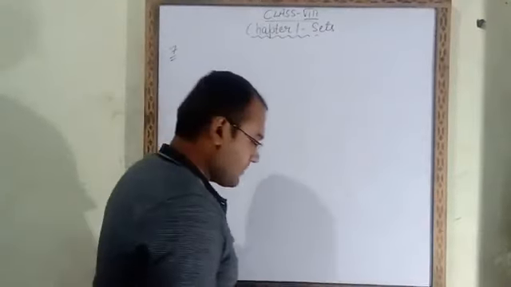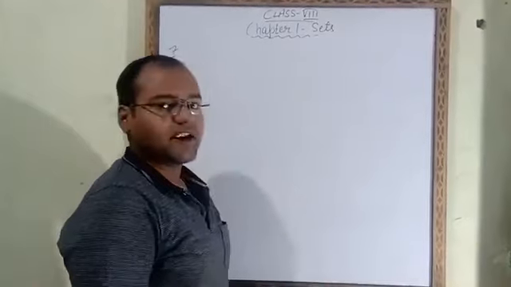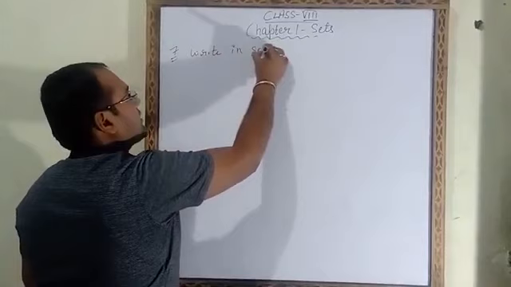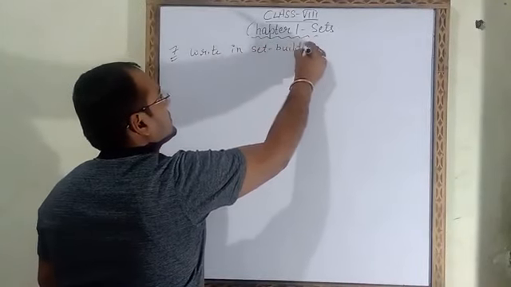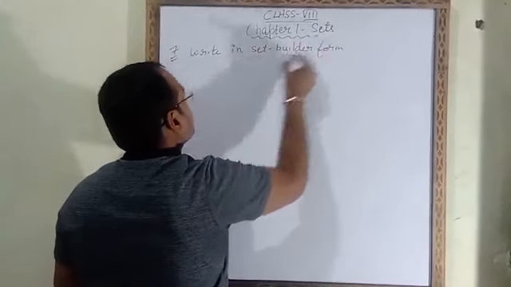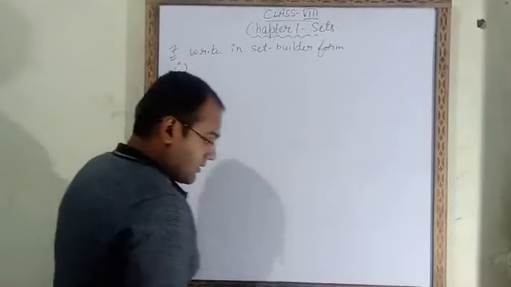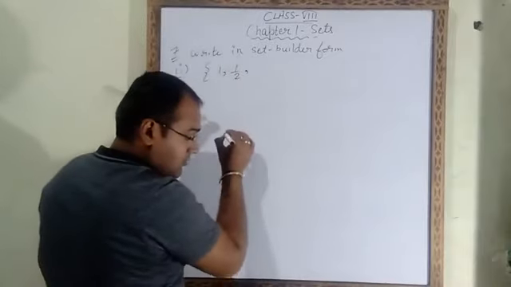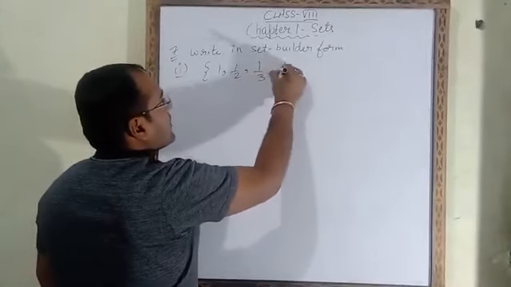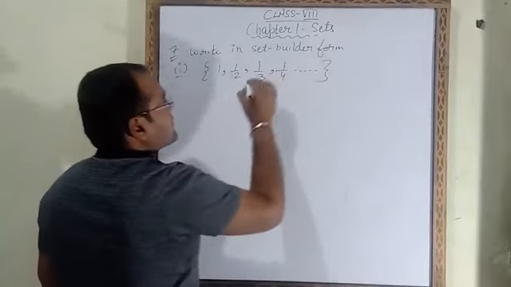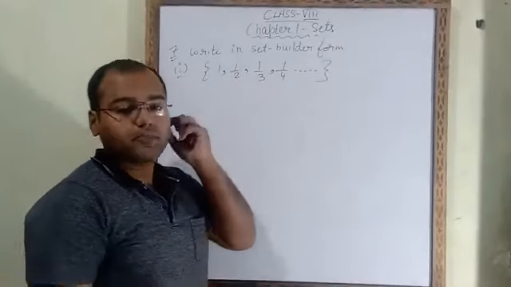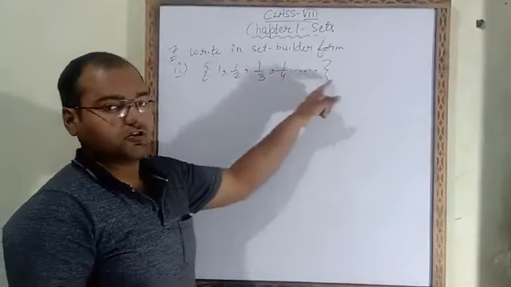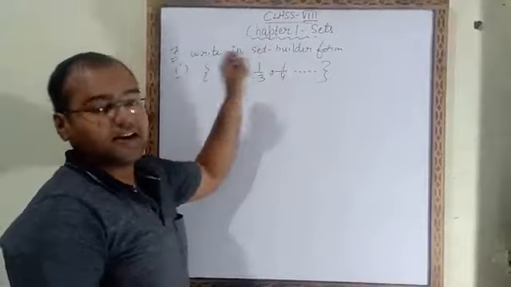Question number 7. Express the following set in set builder form. First part: 1, 1 upon 2, 1 upon 3, 1 upon 4 and so on. This is roster form. We have to write in set builder form.